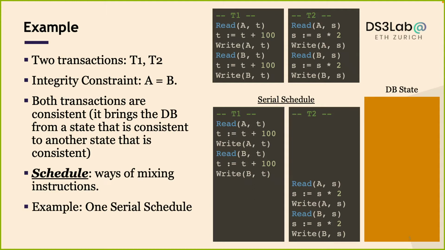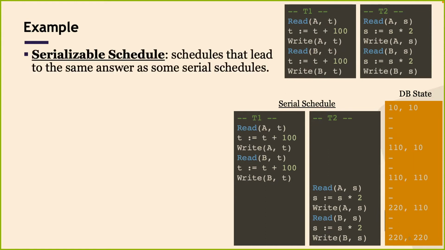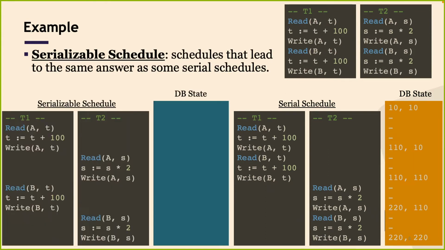You could have a serial schedule, where you run the instructions from one transaction first, then you run the other transaction. This will bring the database state from, for example, 10 and 10 to another consistent state, in this case 220 and 220. But not all the schedules are serial, because you are able to mix those things.